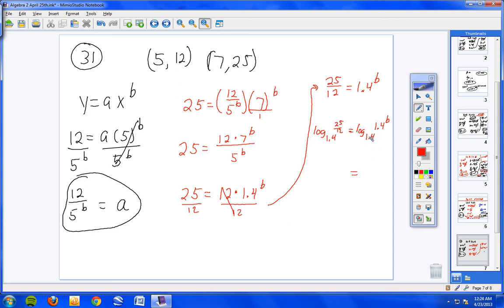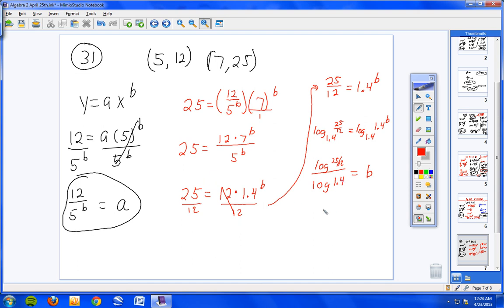Now, when a base matches a base, everything cancels out, and you're left with just the exponent. So on the right side, I'm going to put b. And then over here, this is a calculator problem. Remember, you would take the logarithm of 25 twelfths divided by the logarithm of 1.4. I'm getting my calculator out now. When you type in log of 25 divided by 12, you better close your parentheses and then hit divided by log of 1.4. All right, close your parentheses.